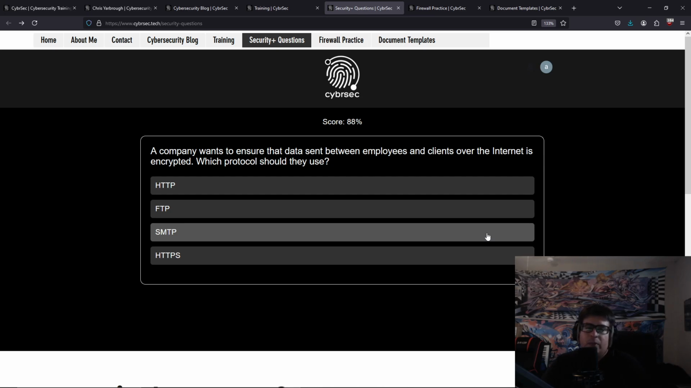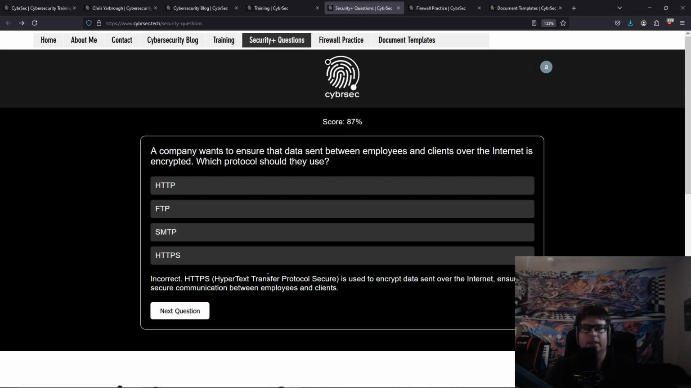A company wants to ensure that data sent between the employees and clients over the internet is encrypted. Which protocol should they use? So it's going to be file transfer protocol, right? Sent between employees over the internet is encrypted. Secure. This guy right here. Incorrect. HTTPS, of course. I thought that was for websites.